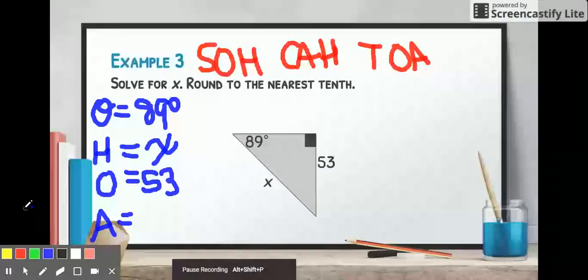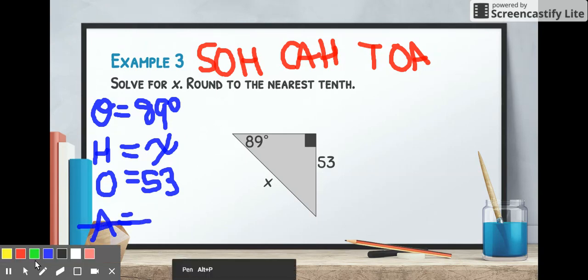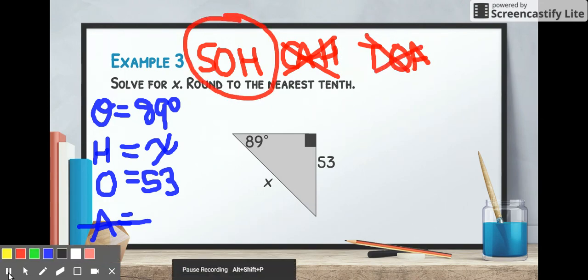All right, so we have another problem. We're solving for x. We know our reference angle is going to be 89 degrees. Our hypotenuse is x, so that's what we're solving for. The side opposite 89 degrees is 53, and we don't know anything about our adjacent side. So if we don't know anything about the adjacent side, we can't use cosine or tangent, so we're going to use sine to solve for x.